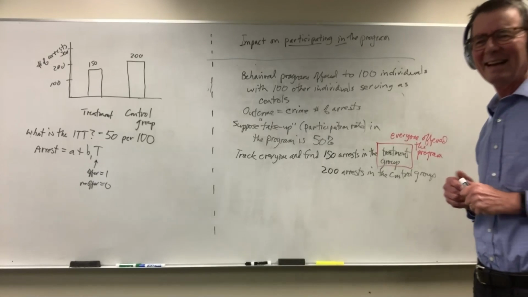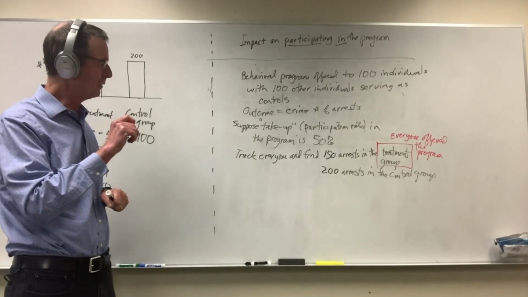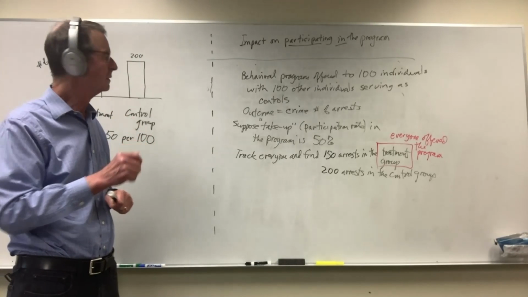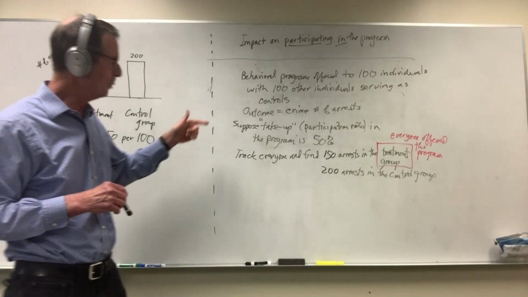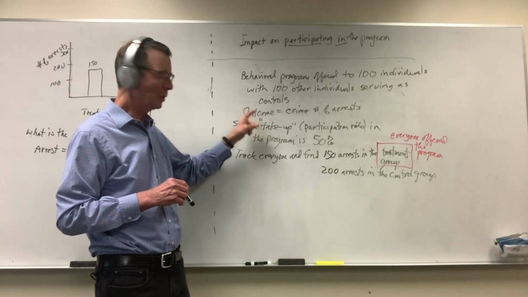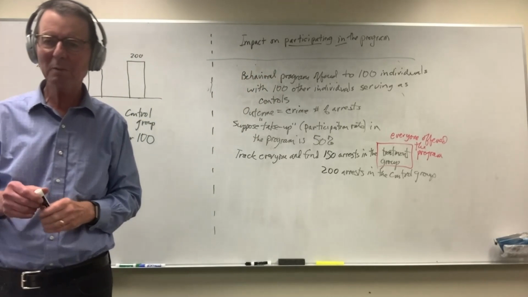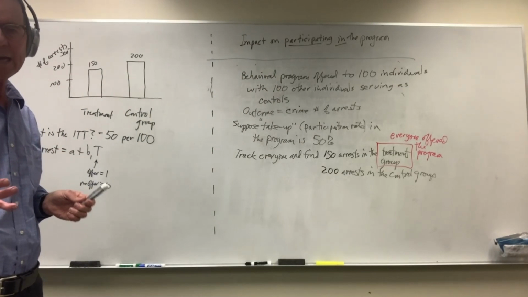Then wouldn't we just divide negative 50 by 0.5? Well, that's the magical solution. But I'm trying to figure out how to get to that ITT divided by the participation rate. So a hint: you've got more information than what we put on the board. You've got arrests for everyone in the treatment group and everyone in the control group. You know exactly how many arrests all 200 people have.